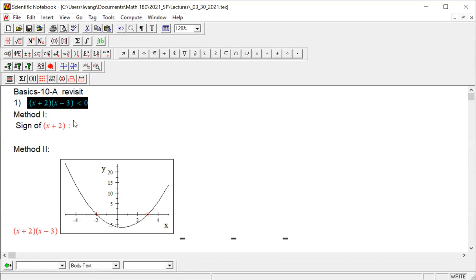But what if the factoring is difficult? Okay, so now we're revisiting 10A. We're going to look at some more questions in 10A.